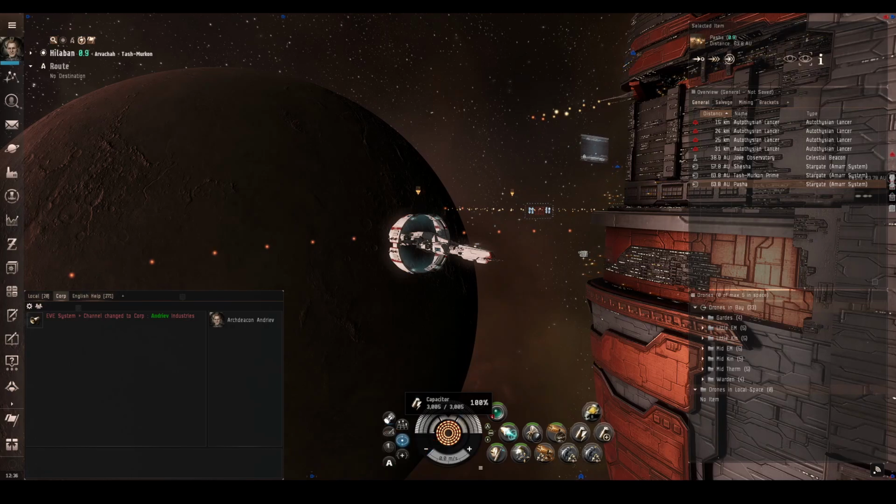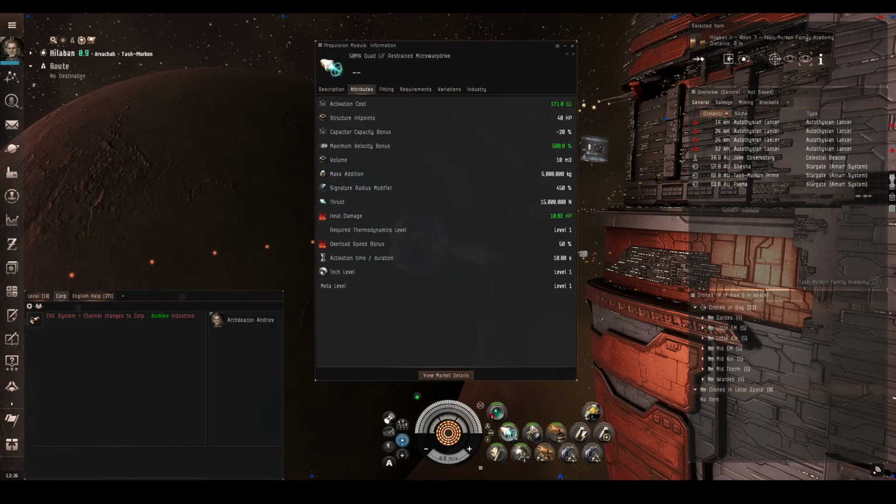What is an active module? Well, an active module is any module which has an activation cost listed on the attributes tab of that module's information page. So we'll just have a look, show info on this module, and we go to the attributes tab, and here we see an activation cost. So every cycle this module will remove this much capacitor from this total pool, so it's 171 every cycle. And down here you see activation time duration. This is how long the cycles are, so every 10 seconds this module will demand 171 gigajoules of capacitor from this pool.